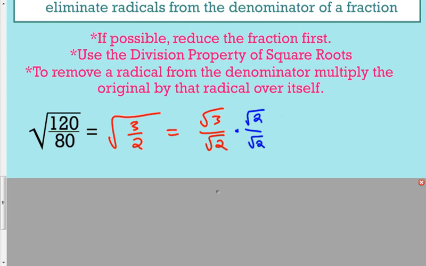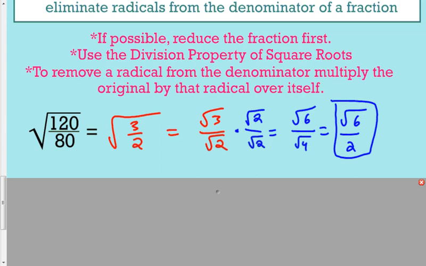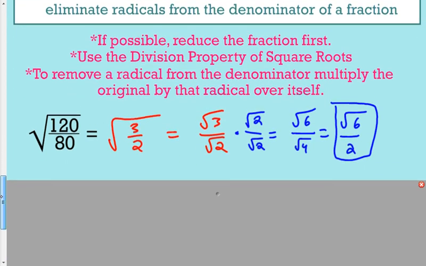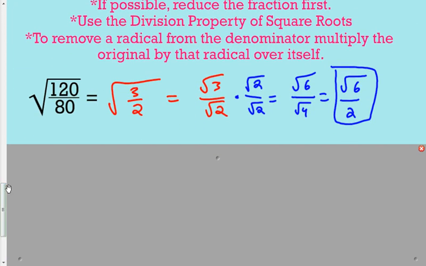So when you multiply that now, if you multiply across, this would be the square root of 6, 3 times 2 is 6, over the square root of 4, which just equals the square root of 6 over 2. And we have no radical in the bottom anymore. That's what it means to rationalize the denominator, making it so it's a rational number and not an irrational number with a radical.